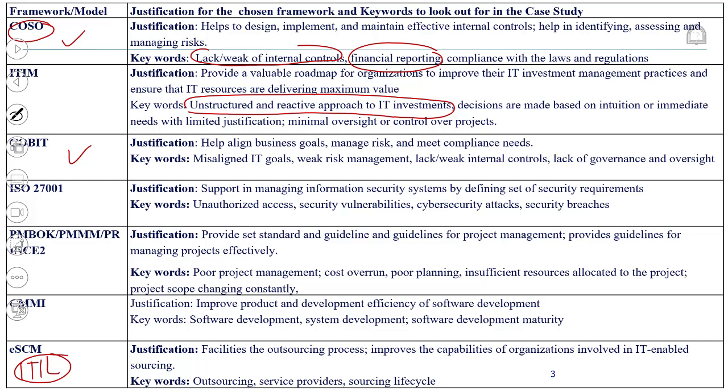So the keywords are those ones there: decisions are just being made by intuition, minimal oversight and control over objects. I added something here, for example, budget constraints.